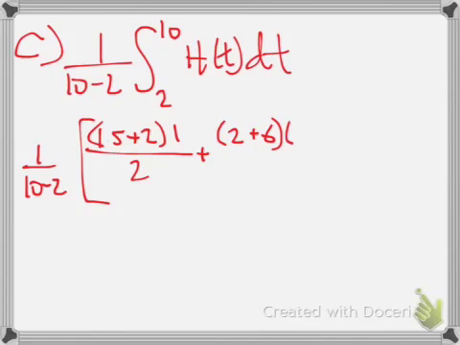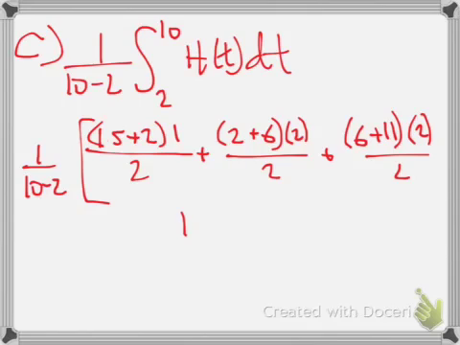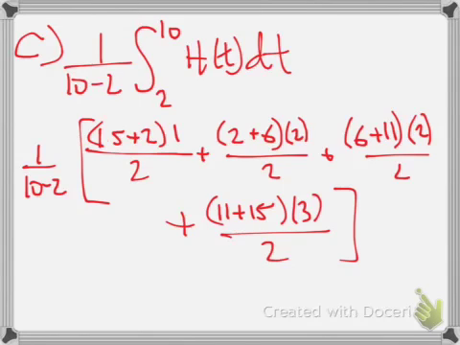6. This was the height of 2 over 2. And then 6 plus 11, the next two heights, times 2 divided by 2, plus 11 plus 15 times 3 divided by 2. And then from there, technically we don't need to do any more. We don't need to simplify because that is correct. I'm not leaving any integrals unevaluated, so we could stop there.